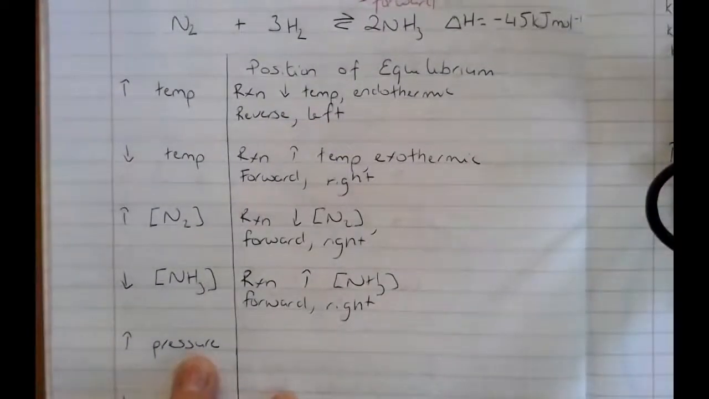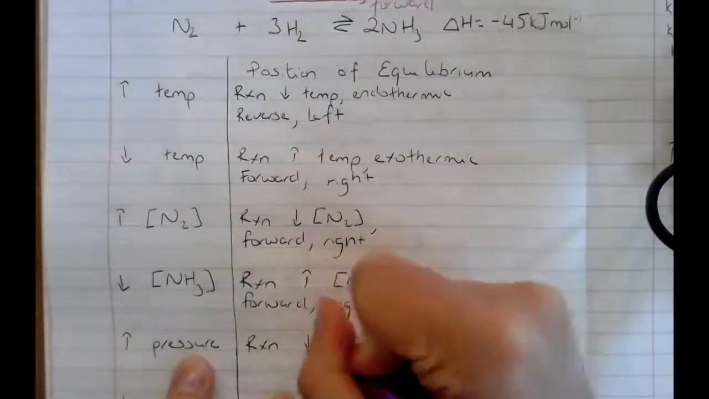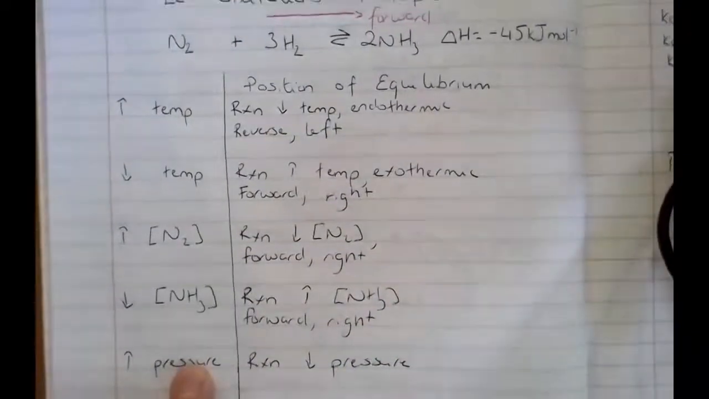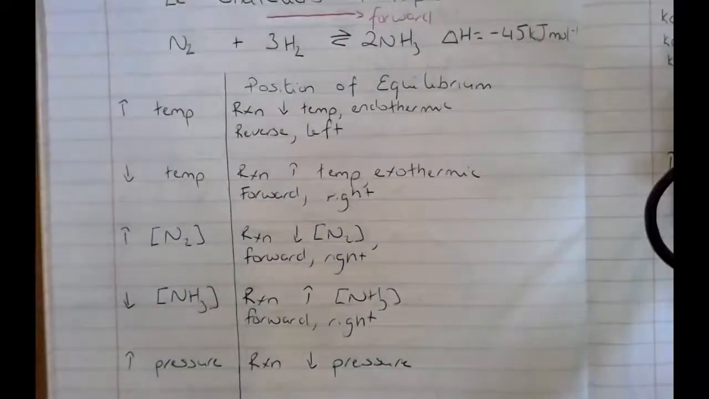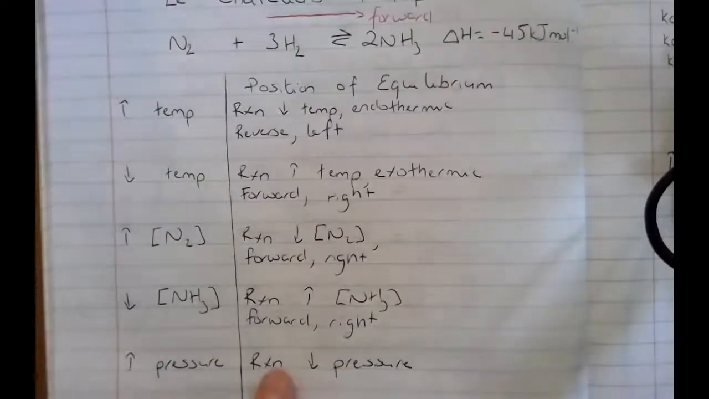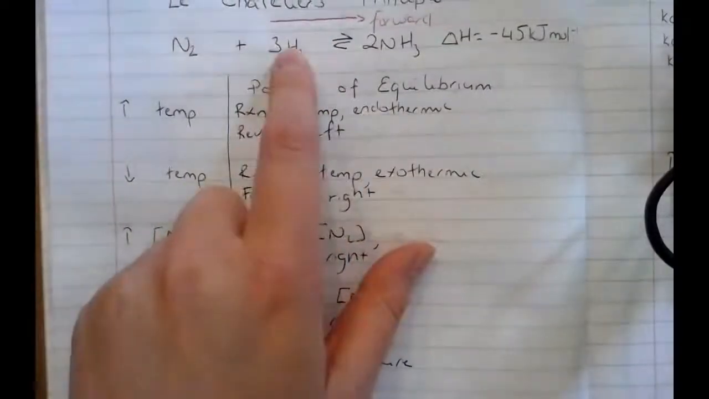Another thing we can do is increase the pressure. Again, if you increase the pressure, the reaction will try and decrease the pressure. If you increase the pressure, what you're actually doing is you've got less space. So you've got the same number of particles, but you've got them in less space. So what the reaction will do is it will move to the side with the fewest gas molecules.